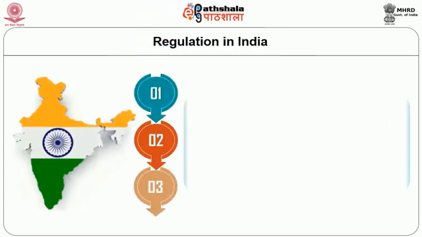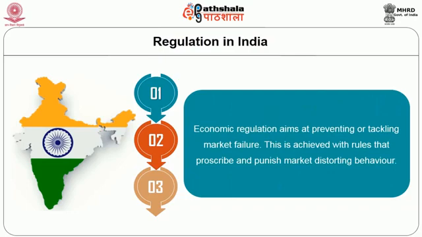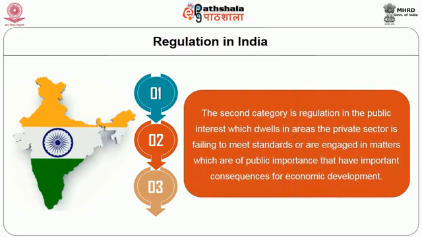Regulation in India can be divided under three broad categories. Economic regulation aims at preventing or tackling market failure. This is achieved with rules that prescribe and punish market distorting behavior. The second category is regulation in the public interest, which dwells in areas the public sector is failing to meet standards or are engaged in matters which are of public importance.